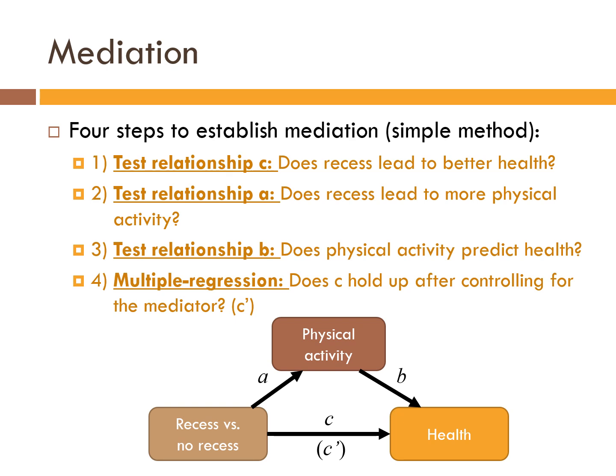So now when I am including physical activity and asking, is the whole relationship of C actually just physical activity? Is it a path from A to B to health? Does C prime still hold up? And if it does, great. Then there's still a connection between recess and health. But if the new C prime, that new multiple regression, is now non-significant, whereas my first test relationship C was significant, well, now I know that the actual relationship is explained by physical activity. And I know that physical activity is a mediator.